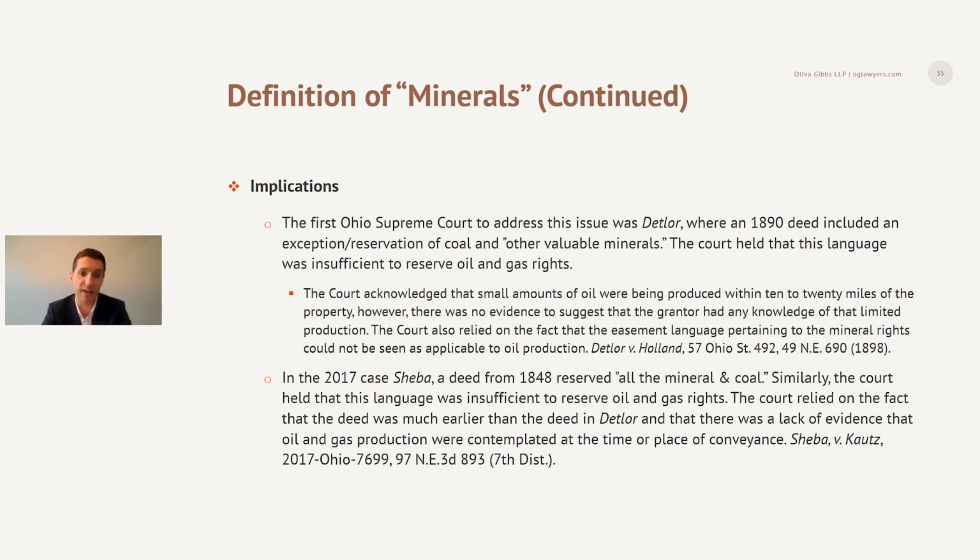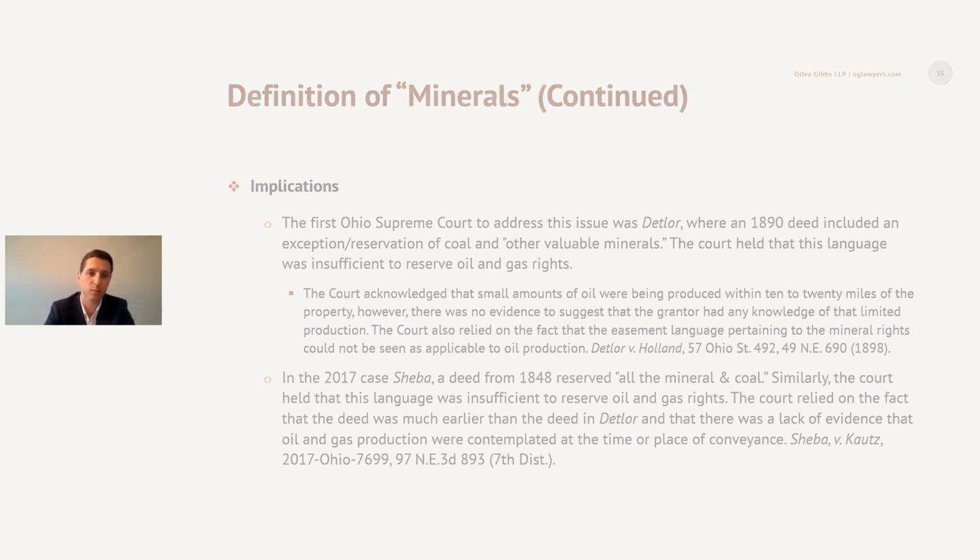Another case that dived into the same issue was Sheba. And here they looked at an even earlier deed. This one was from 1848, and they reserved all the mineral in coal. Same result. The court held that was insufficient to reserve oil and gas rights. And the court relied on the fact that this deed was a lot earlier than the deed in Deltler. And again, there was a lack of evidence that there was oil and gas in the area. And for that reason, they didn't think that the parties contemplated the word mineral to include oil and gas.